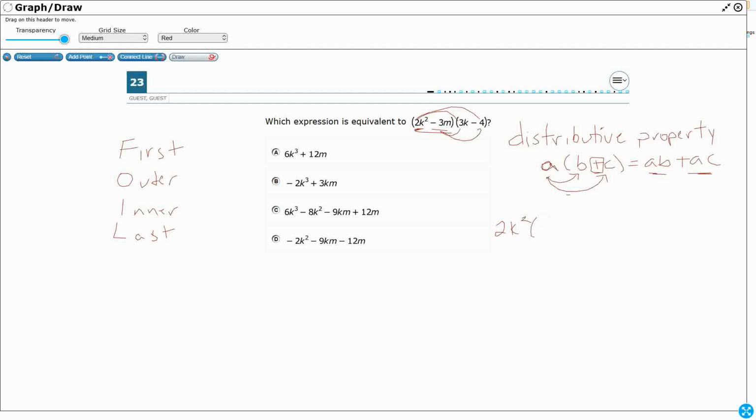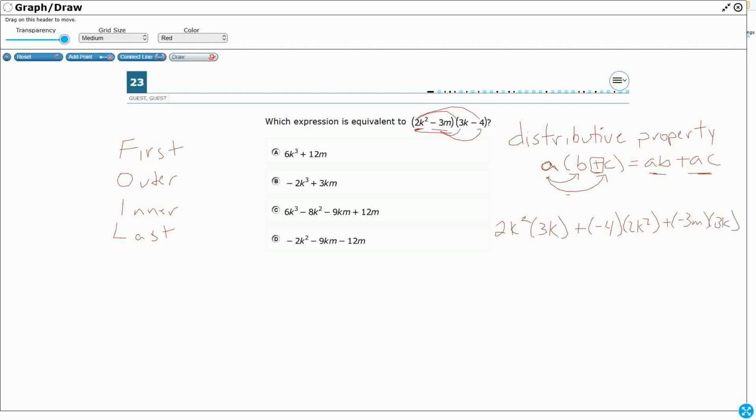And then I'm just going to put a 3k right here. And then our outer, so that's a 2k squared. And I'm going to have a minus 4. So I'm just going to do a plus negative 4 times the 2k squared, plus inner is negative 3m and the 3k. So I'll do negative 3m and the 3k.